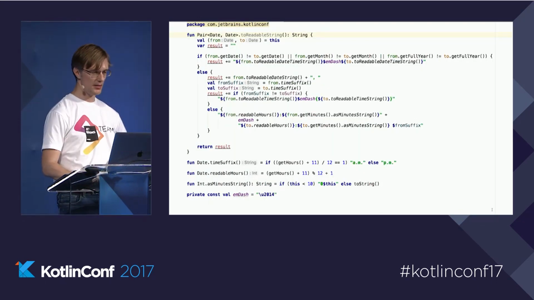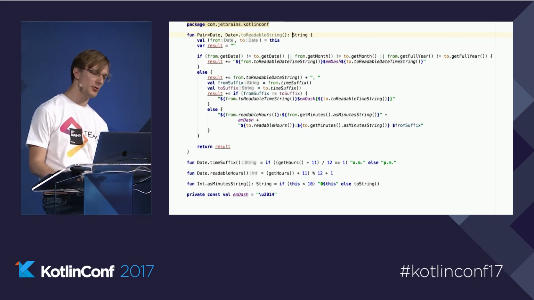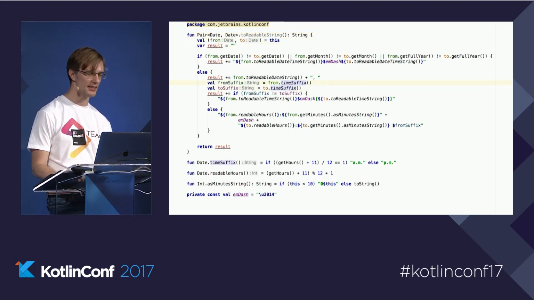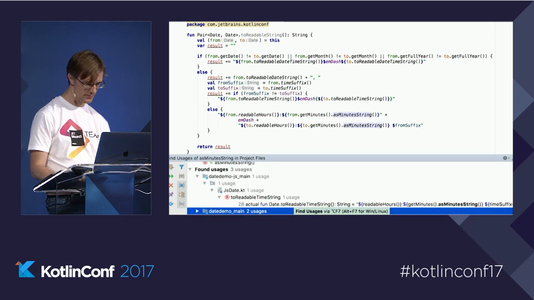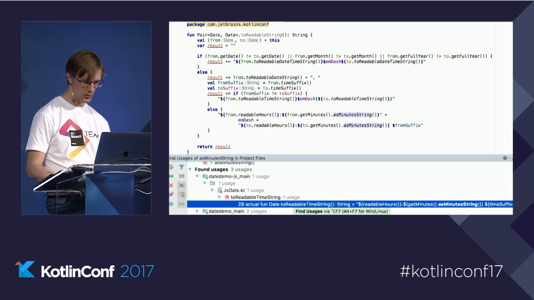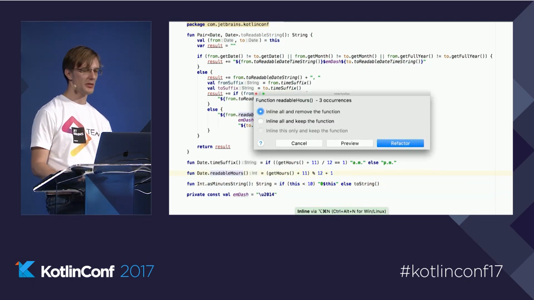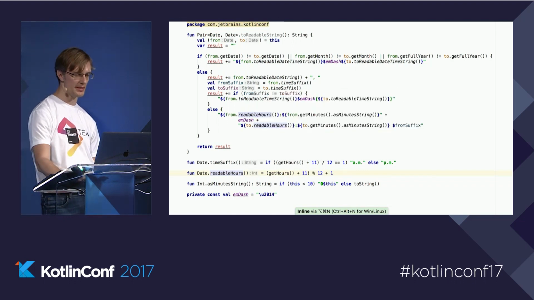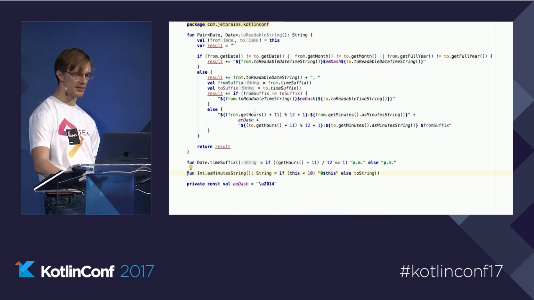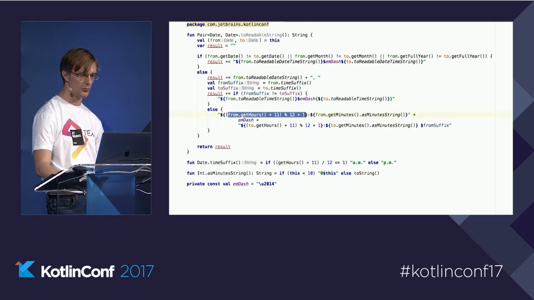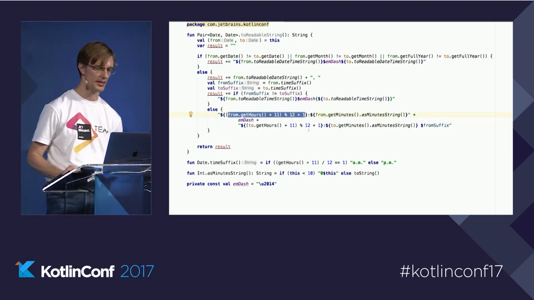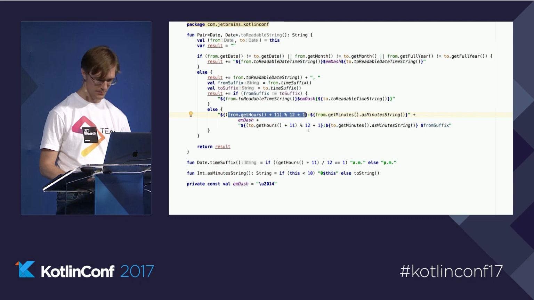Okay, so we have a bunch of refactoring supported. A recent one that we added is inline method. For example, we have this as-min string method. It's used in a bunch of places. And we can just inline it. Like we'll inline this, get readable hours. It shows that it has 3 occurrences, and now it will inline this method, and all of these occurrences will be replaced with the expression that actually was in the method. And of course, this works for more complicated stuff as well, which is not just a single expression.